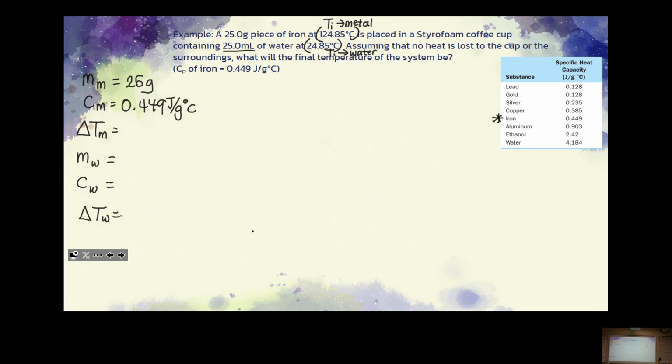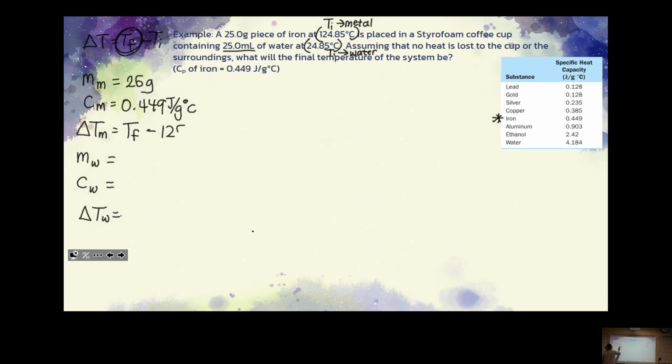So assuming that no heat is lost to the cup or the surroundings, so we're assuming that the law of conservation of energy is occurring and that we have that closed system, what will the final temperature of the system be? So we're not trying to find the change in temperature. We're actually looking for the final temperature. Okay, so that means we're really going to have to use our algebra skills. So we want final temperature.